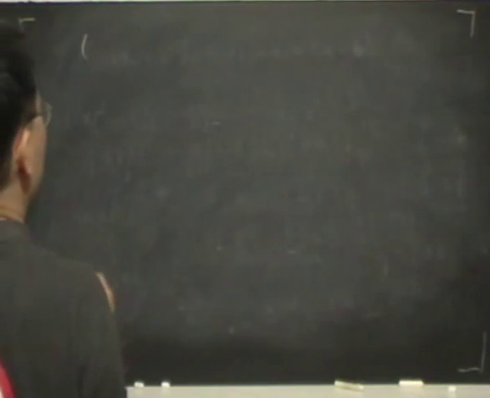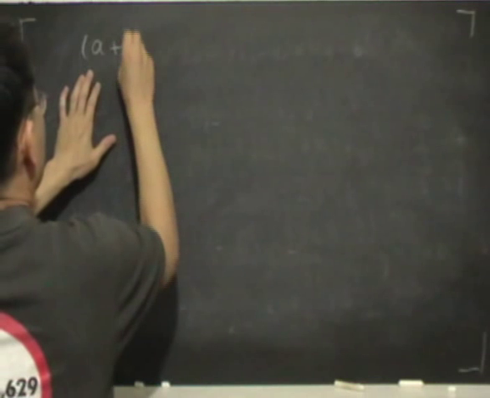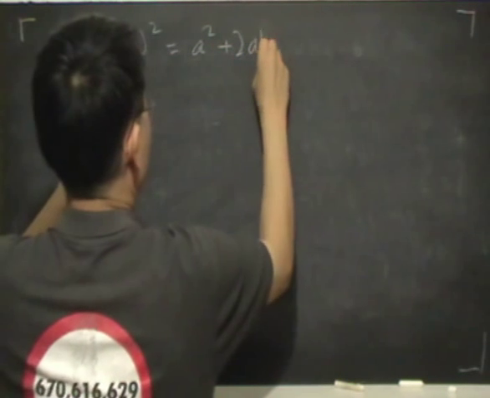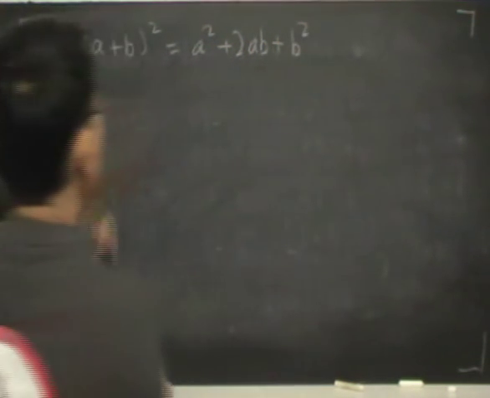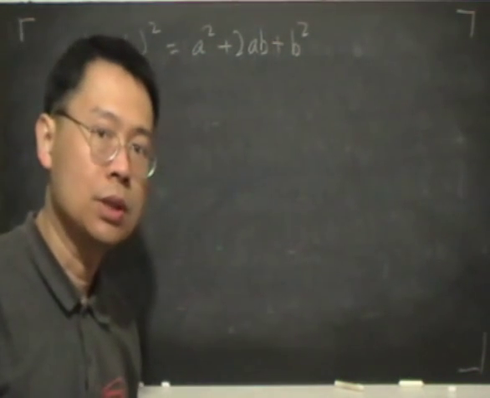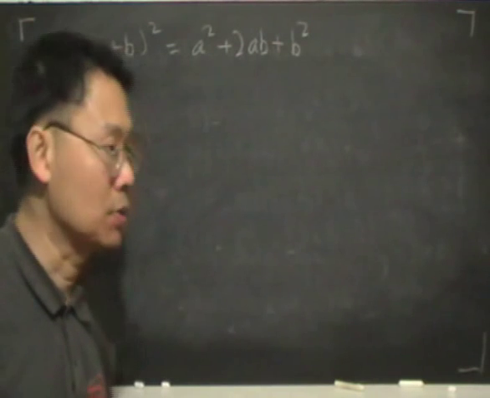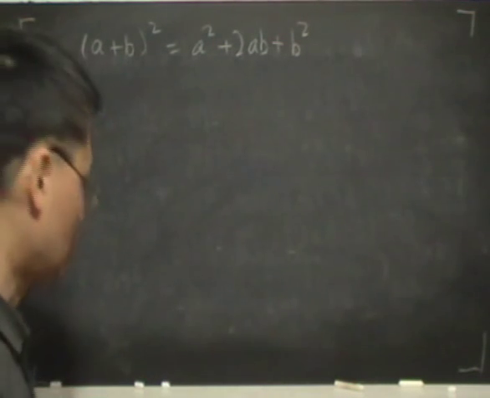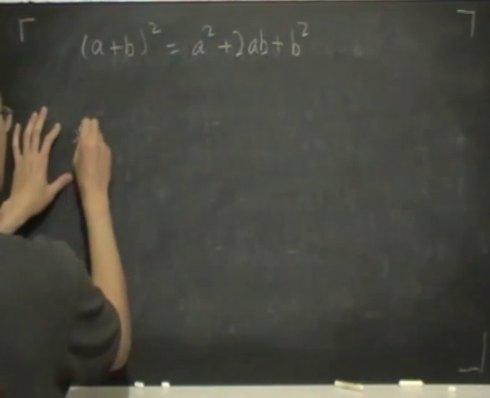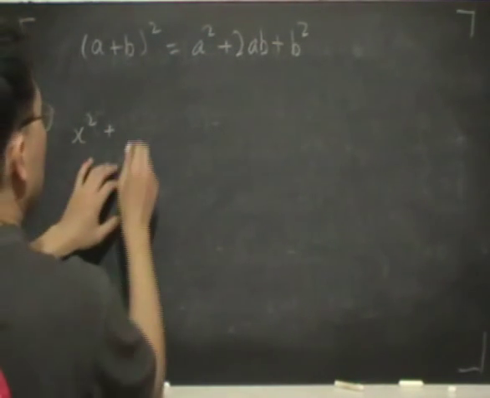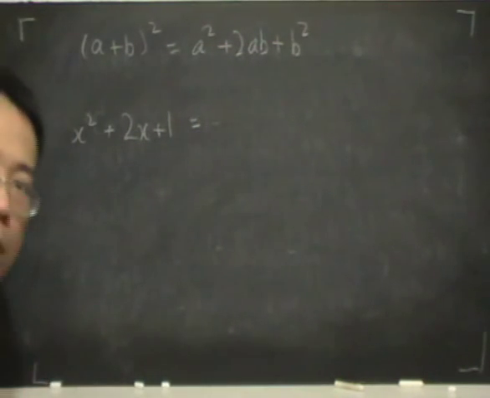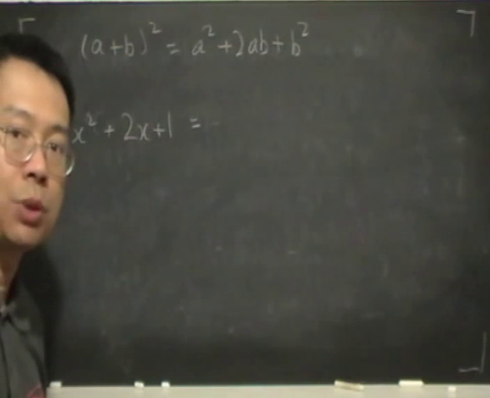So let me write down the perfect square expression again. A plus b squared is equal to a squared plus 2ab plus b squared. Now we can also use this in factorization. If we have an expression that looks like this. So for example, let's say we have x squared plus 2x plus 1. Let's say we have this quadratic expression.